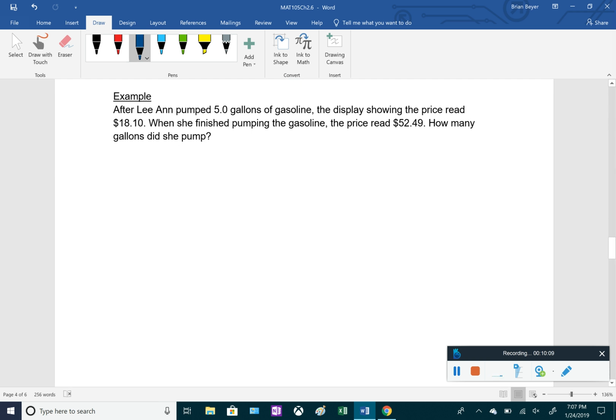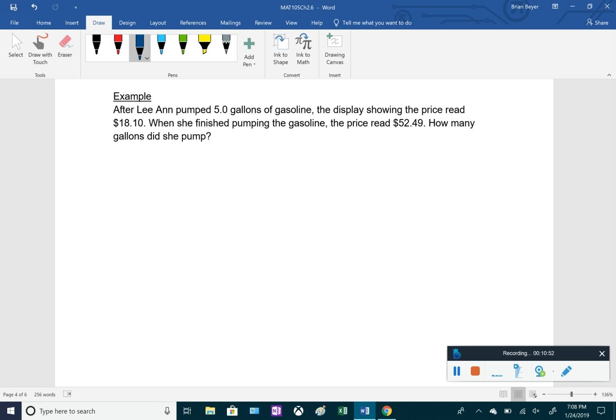Okay, so now let's actually do some proportion examples that are word problems and something that actually kind of comes up in everyday life here. After Leanne pumped 5 gallons of gasoline, the display showing the price read $18.10. When she finished pumping the gas, the price read $52.49. We want to know how many gallons did she pump. Okay, so 5 gallons cost $18.10. And then x gallons cost $52.49.